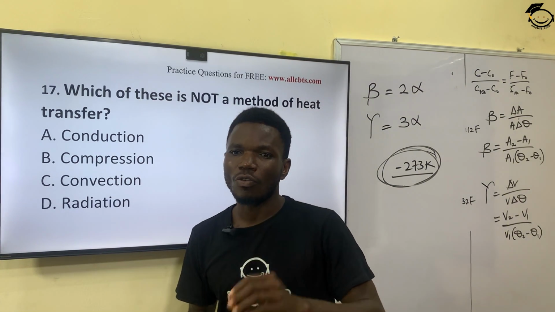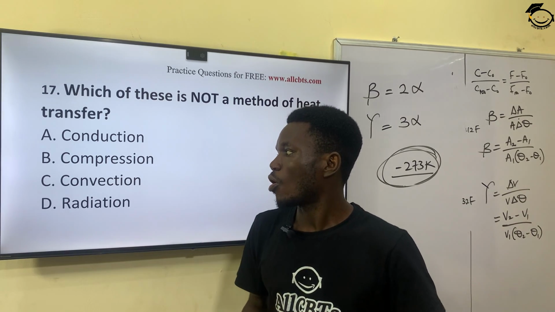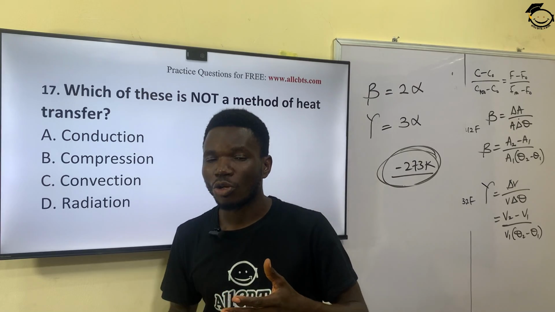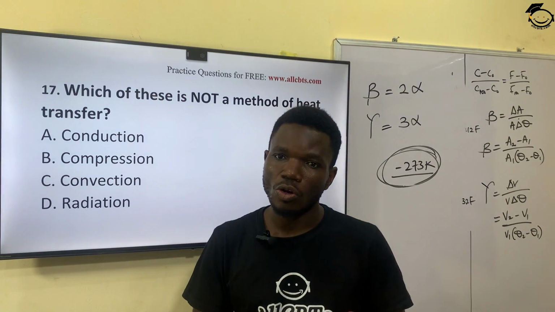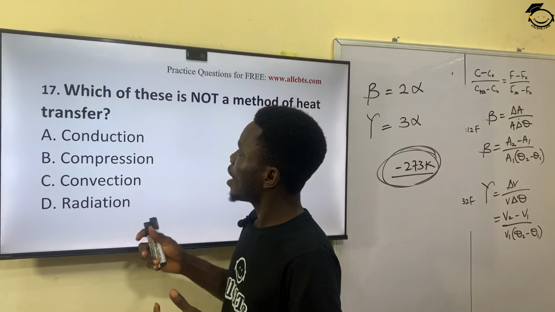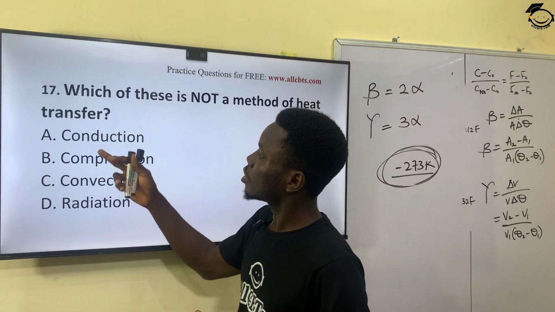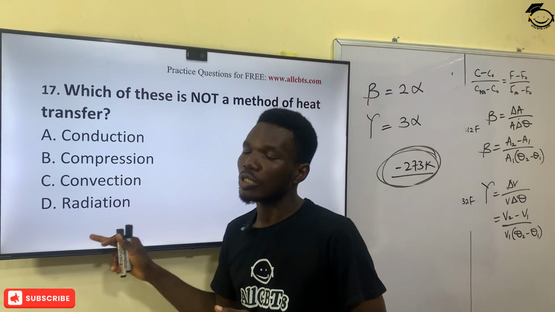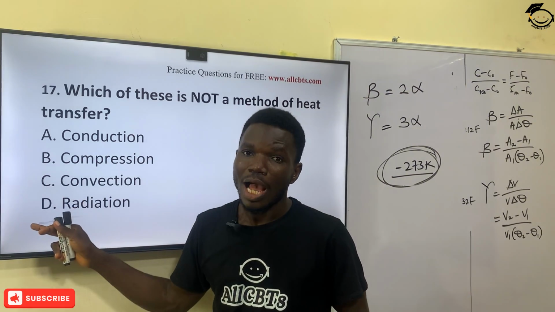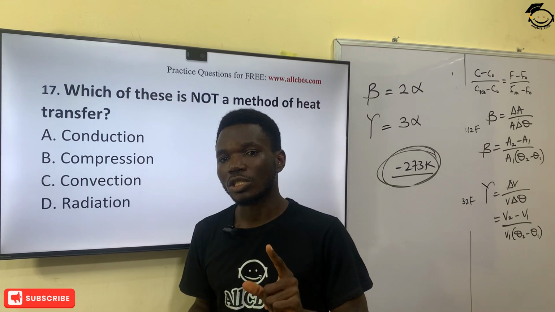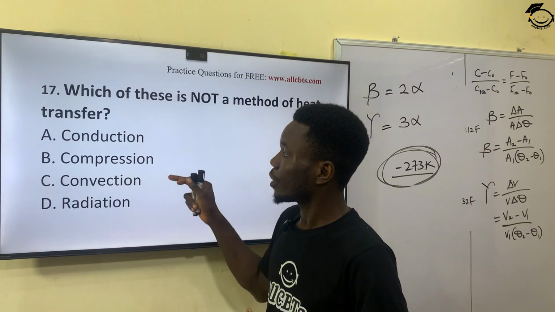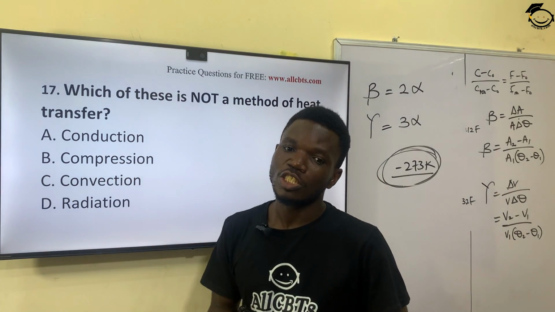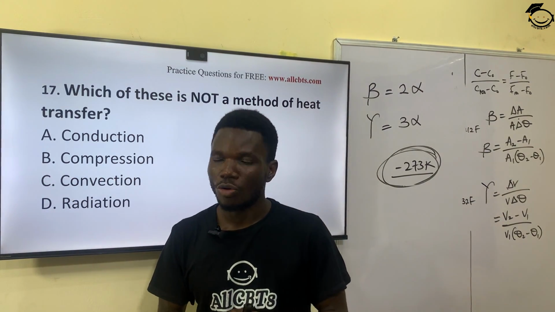Moving on to question number 17, it says, which of these is not a method of heat transfer? Now we talked about three methods of heat transfer: conduction, convection, and radiation. But here option A says conduction, option B says compression, option C says convection, and option D says radiation. The correct answer is compression. Compression is not a method of heat transfer. So option B is the correct answer.